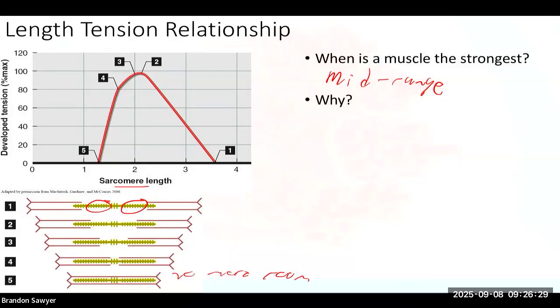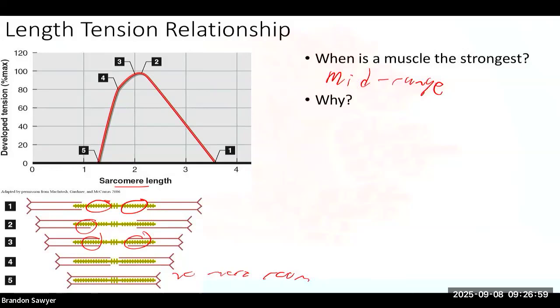So this is the force, the tension, that the sarcomere can develop at each of these ranges of motion. Not much here at 5, not much here at 1. And then we've got this sweet spot in the middle, where we have good overlap of actin to myosin, meaning we're using a lot of the myosin heads, but there's also still room for the sarcomeres to shorten. So we have some room, and we're using a lot of the myosin heads.